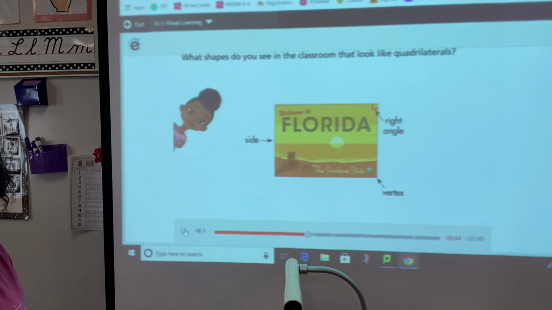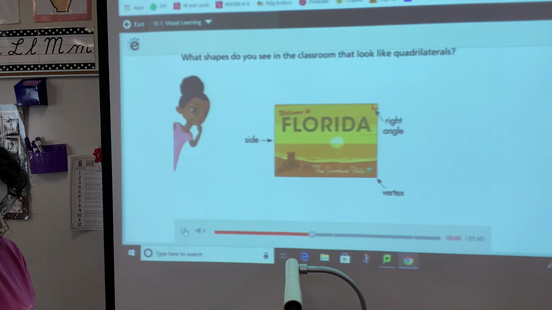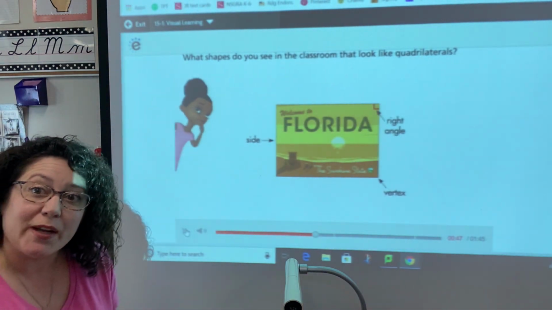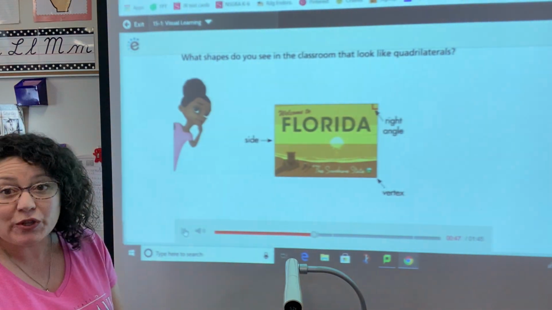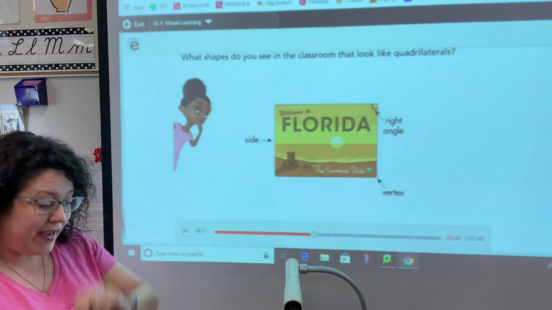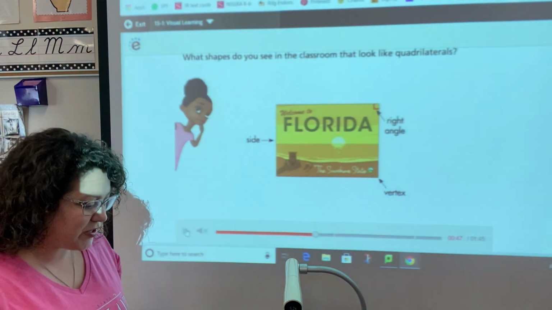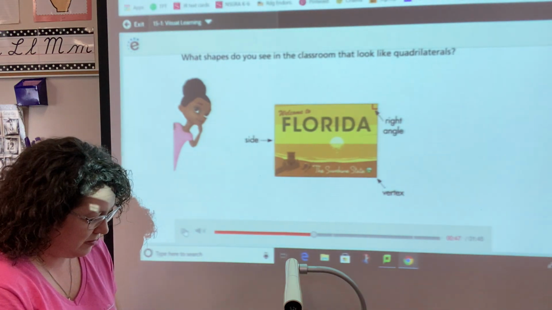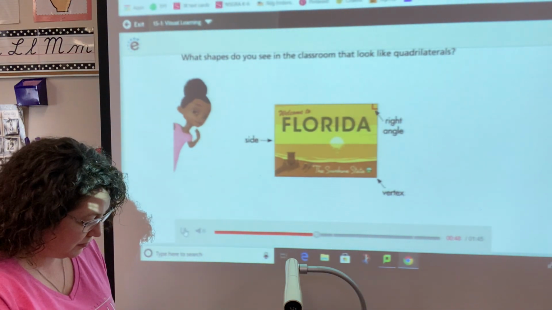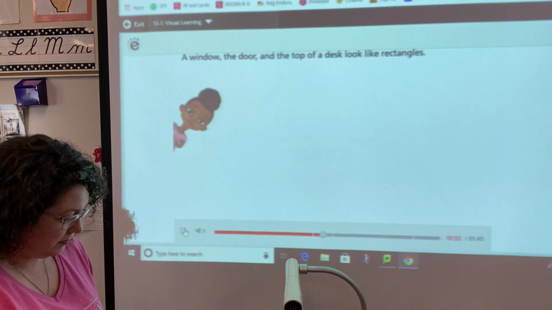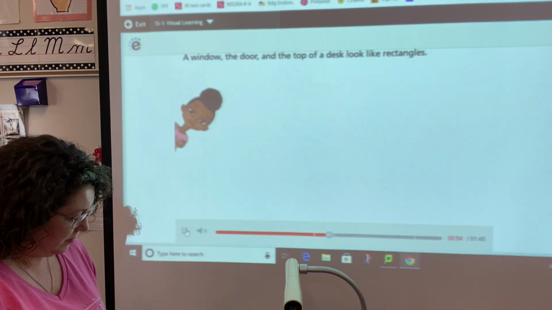What shapes do you see in the classroom that look like quadrilaterals? What shapes do you see in your room that look like quadrilaterals, or whatever room you're learning in today? Four sides, remember? And this week, again, we have our background knowledge because we did our vocabulary yesterday. A window, the door, and the top of a desk look like rectangles.